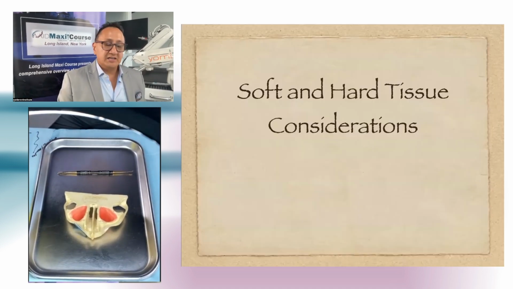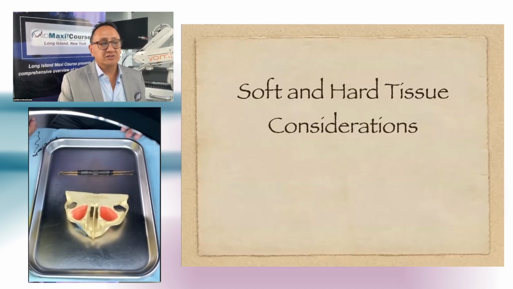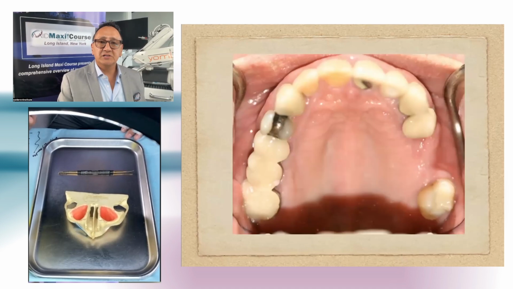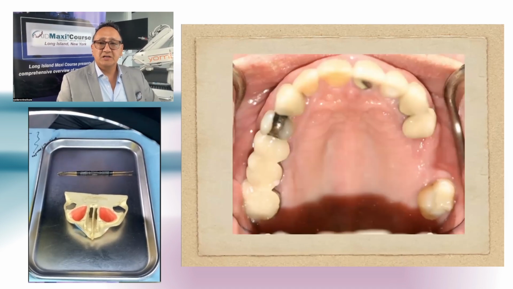So I'm going to go through these slides quickly. It's about soft and hard tissue considerations. And just to give you an example, we have a patient. This is typical when they're missing a premolar and a molar on the upper side, left or right, doesn't matter. But if you look at this, they have soft tissue loss. So soft tissue, hard tissue. So we have to control that.